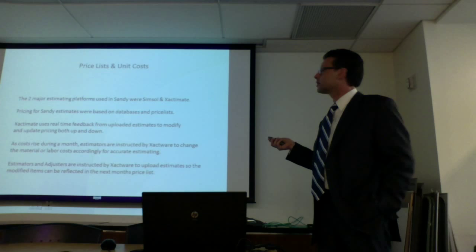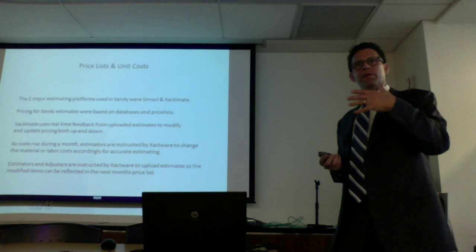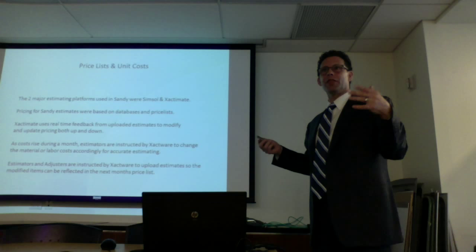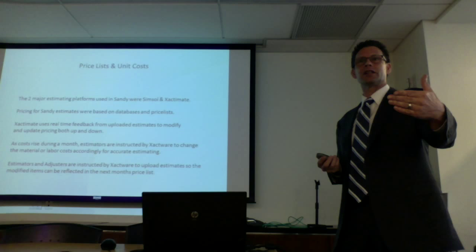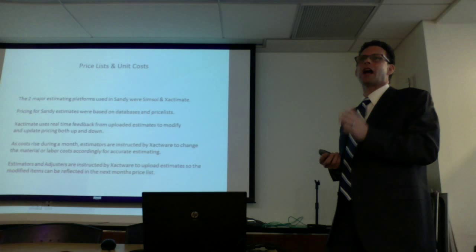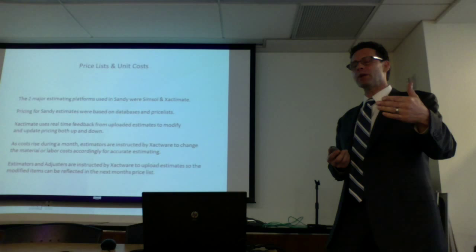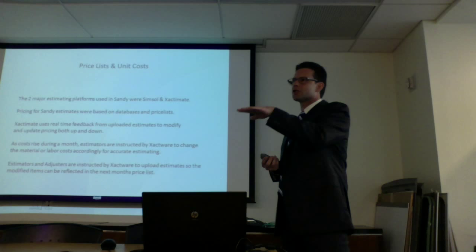So if we take this month's price list, it should have been factored for current conditions. As costs rise in a month, they're supposed to be adjusted in the unit costs, then the next month's price list will reflect those costs. So if Sandy happens in October, and you use an October price list, it was not factored for Sandy because nobody knew Sandy was going to happen. So November should be factored, December should be factored. What should happen is there should be a big spike, and then as costs in the region start leveling back out, it should have a trend going down.